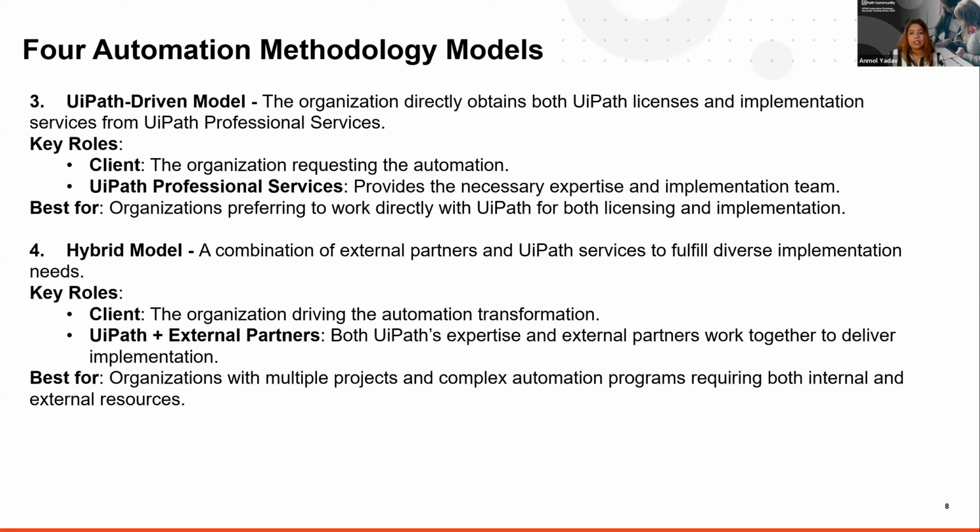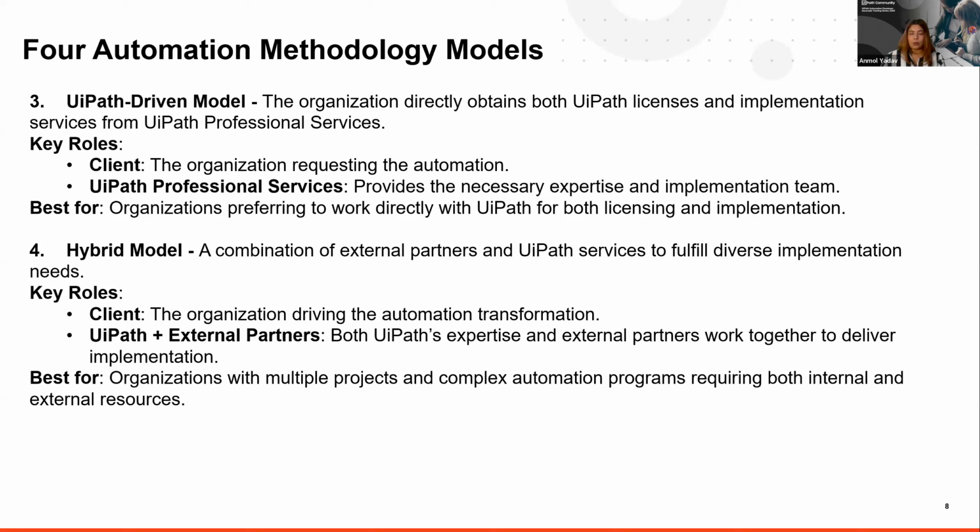That's the third model. The last model is, and that's the model in which most of the organizations fall, the hybrid model. In this case, when an organization is really serious about its transformation goal and wants to go all automated, with no manual effort required for mundane work, as part of an extensive business automation program, they adopt the hybrid model. Now in this, they get both UiPath capacity and an external partner to fulfill diverse implementation needs. That's what hybrid model organizations do.